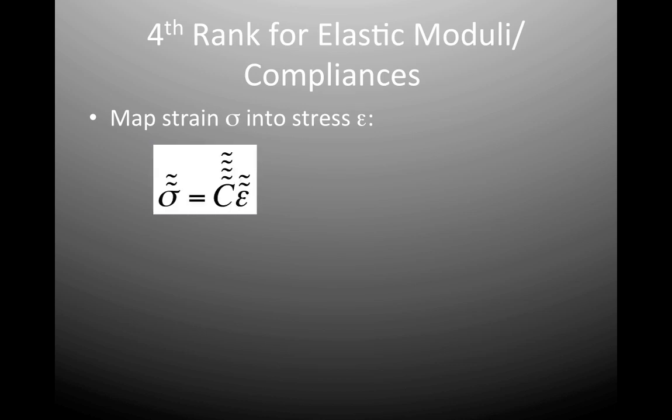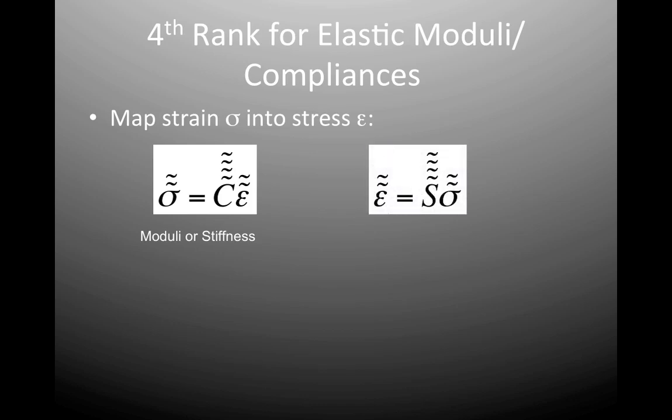Here is the elastic moduli. You multiply the elastic moduli times the strain and you get the stress. Now, of course, since both stress and strain are matrices, tensors, you need more tildes above the C in order to do the mapping. So here's the moduli or the stiffnesses. Here's the other way around, where the strains are a function of the stresses, with the constants of proportionality being the compliances.